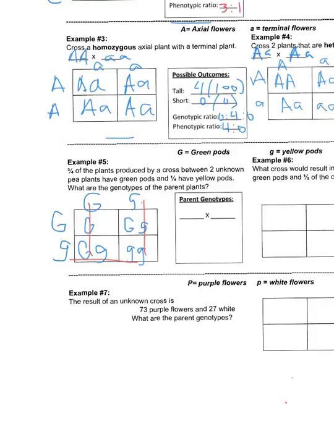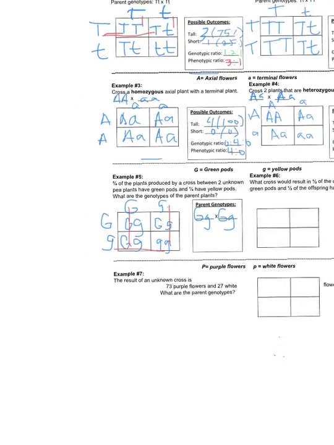And then we can finally finish filling out the rest. So the genotypes of the parents were, one was heterozygous and one was, well, they were actually both heterozygous. There it is. Okay, next one.